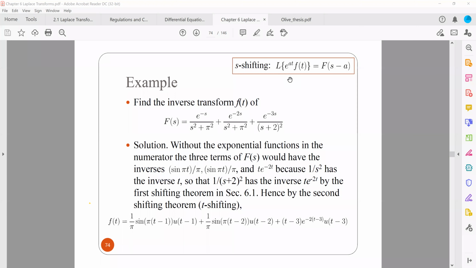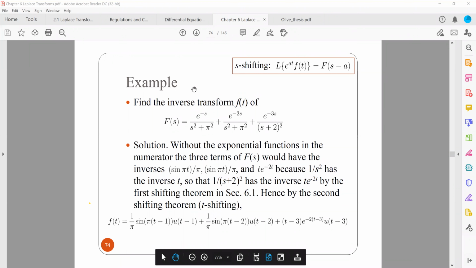Anyway, so by inspection, we know what terms we're looking at, but now we have these exponentials here, e to the minus 2s, e to the minus 3s, and e to the minus s. Okay? So then looking at this theorem, the s shifting one, we should know that these have been multiplied by some step function. So at the end of the day, we will know that this is sine pi t minus 1 times ut minus 1, simply because we have this e to the minus s, okay?